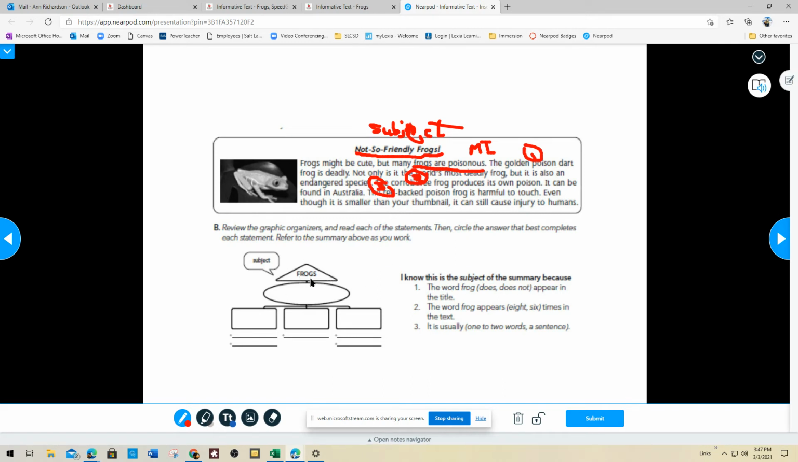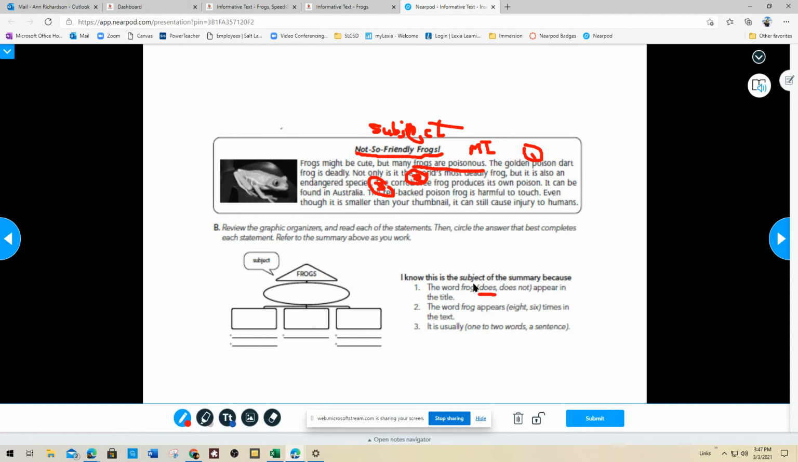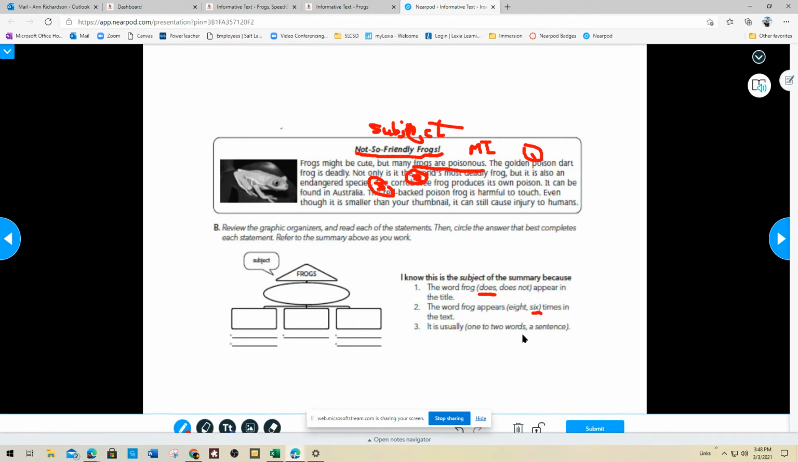So you notice how they already put the frogs on top of our pyramid, right? I know this is the subject of the summary because the word frog does or does not appear in the title. It totally does appear in the title, right? So we want to make sure that's underlined or circled, but it needs to be clearly circled. Okay, the word frog appears 8 or 6 times in the text. If you count 1, 2, 3, go ahead and answer that, but circle whichever one it is, whether it's 8 or 6, or underline it. Either one is fine, but do make sure you mark it in some way.